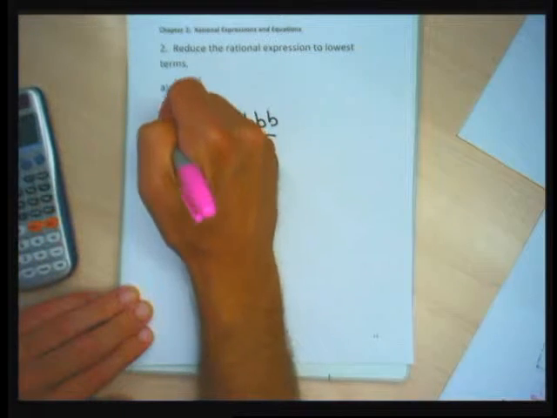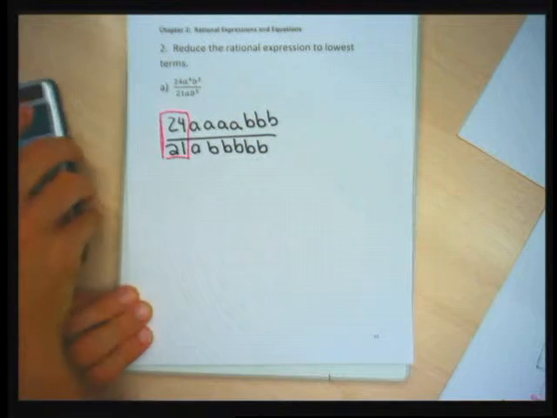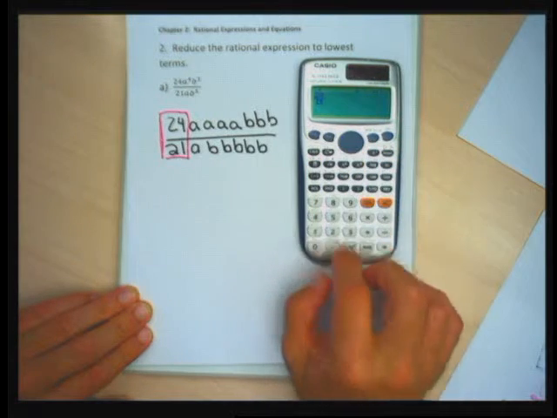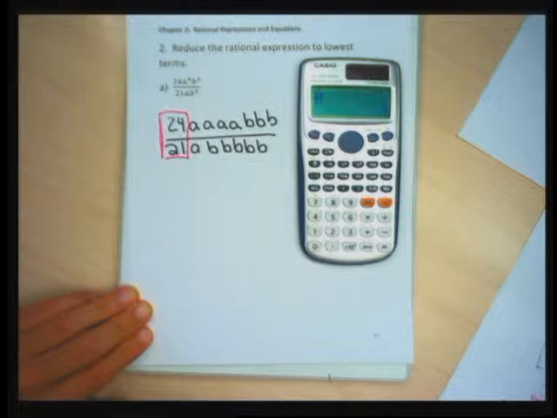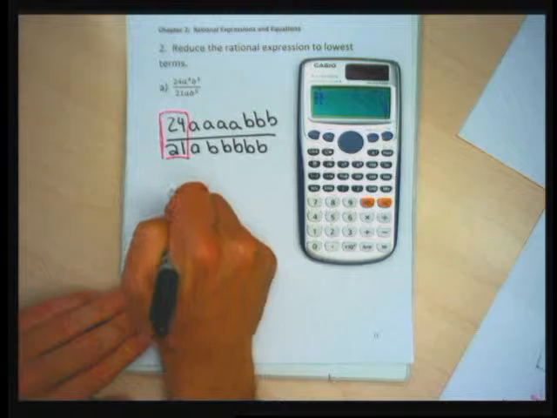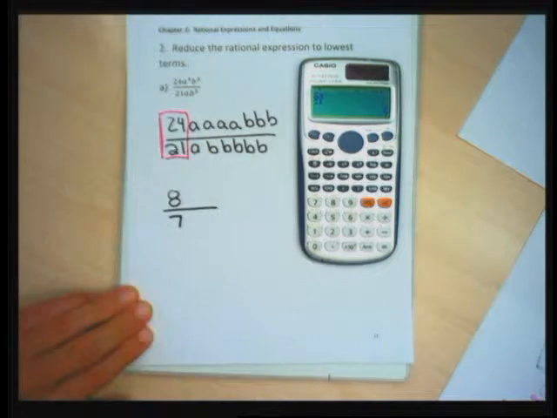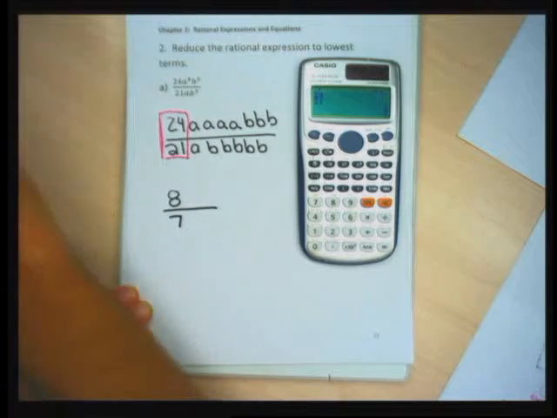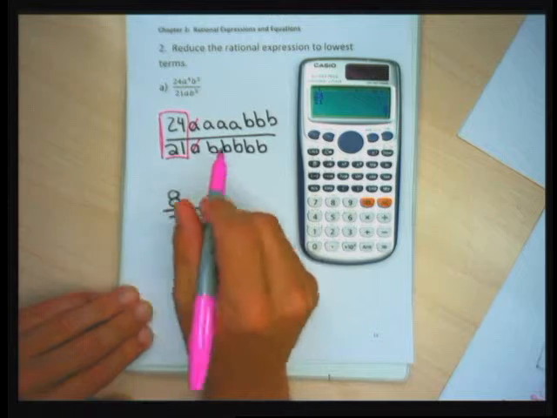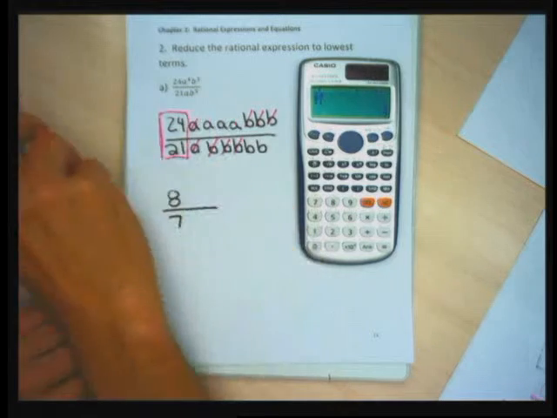First thing I need to do is reduce the fraction 24 over 21. And if I can't do that in my head, I can bust out this calculator and do 24 over 21. 24 over 21 reduces to 8 over 7. So in my answer, there's going to be an 8 in the numerator and a 7 in the denominator, because 24 divided by 3 is 8, and 21 divided by 3 is 7. Now I'm going to reduce, cancel 1 a from the numerator with the a from the denominator, and all 3 b's in the numerator with 3 of the b's from the denominator.